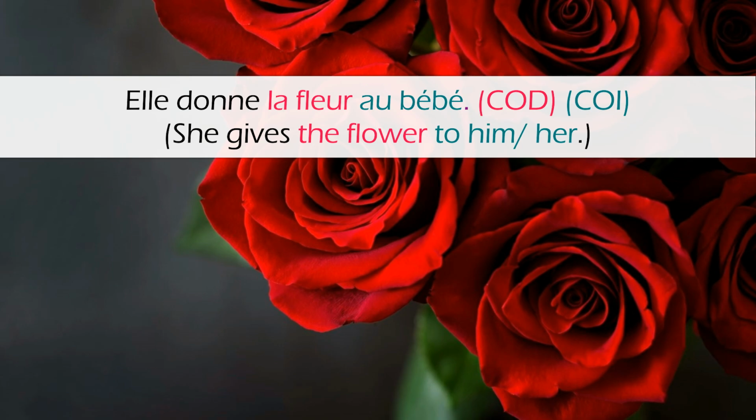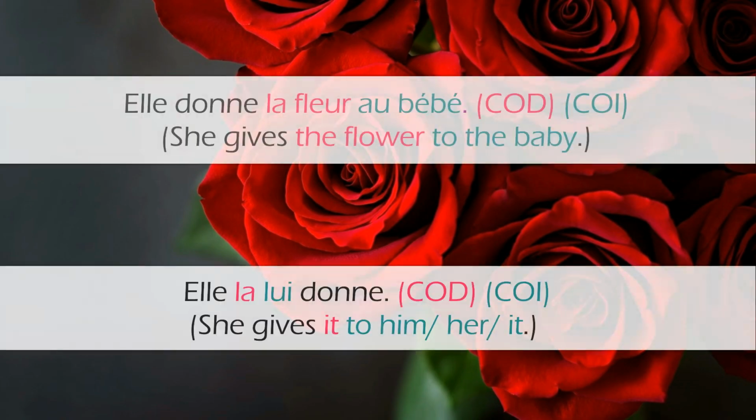Elle donne la fleur au bébé. La fleur is a direct object and au bébé is an indirect object because au bébé starts with the preposition à or any of its derivative. Au, à la, à l'apostrophe, aux. These all are the derivatives of preposition à. So, au bébé starts with au. That's why this is an indirect object and we will use an indirect object pronoun to replace it. We have used lui instead of au bébé. And both the object pronouns have been placed before the verb as per table 1.